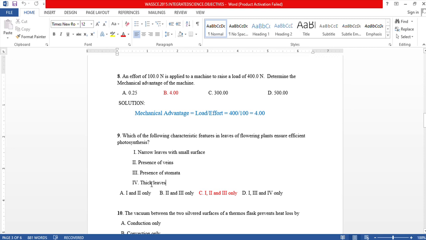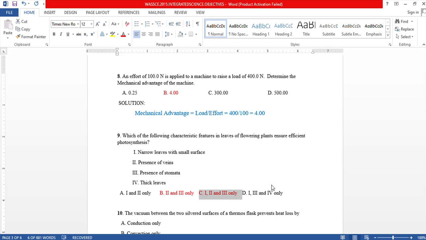Now, when the leaves are thick, it's difficult for the gases to penetrate or get to certain parts of the leaves. So normally leaves are thin. Now over here, usually the leaves are broad, generally speaking, so that they can absorb much sunlight. So when the leaves are narrow, it wouldn't favor photosynthesis or make photosynthesis efficient. So let's take note of that.